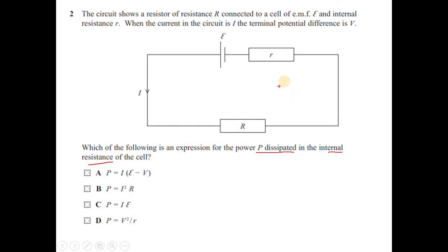That means if you need to find the power dissipated in this internal resistance, generally we find P is equal to VI, or P is equal to V squared over R, or P is equal to I squared into R. This R is just the resistance of the circuit or the component. And it's all about EMF and internal resistance: one equation that relates EMF and the voltage.